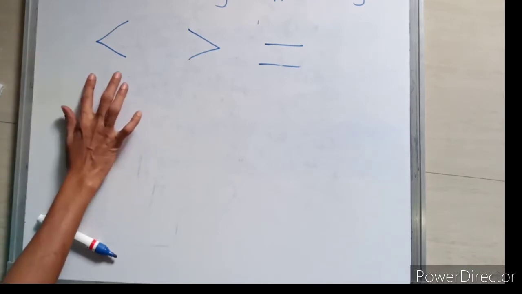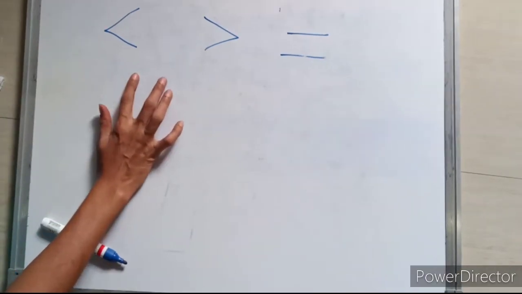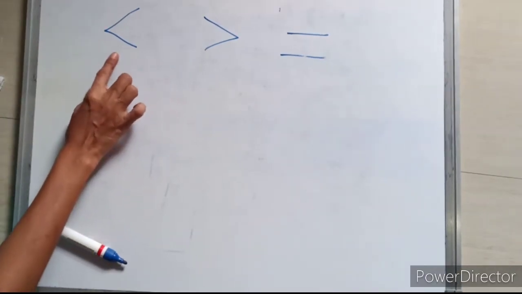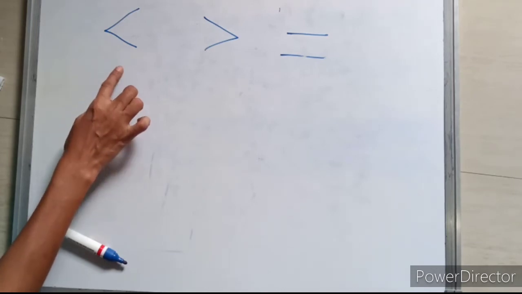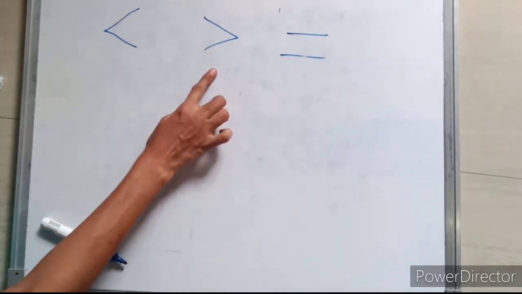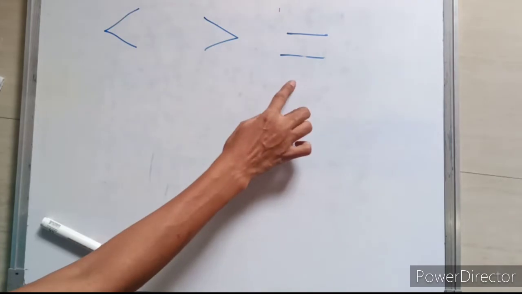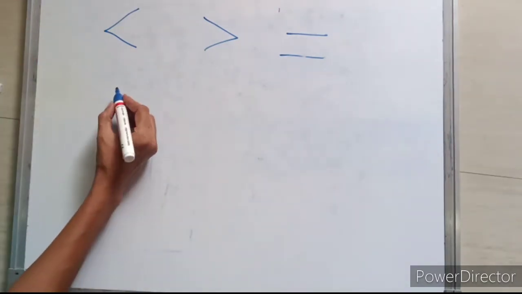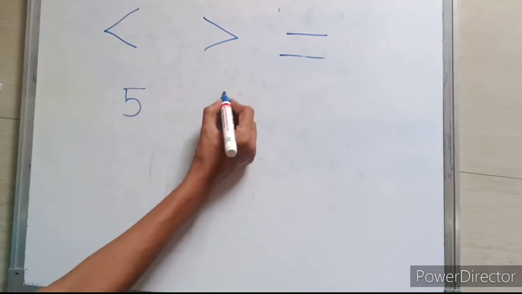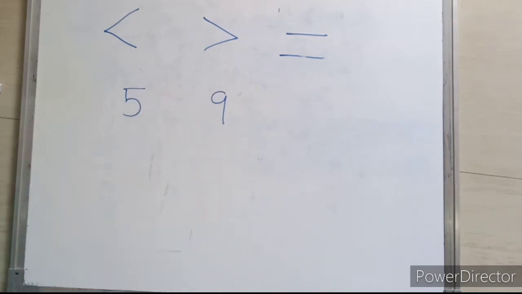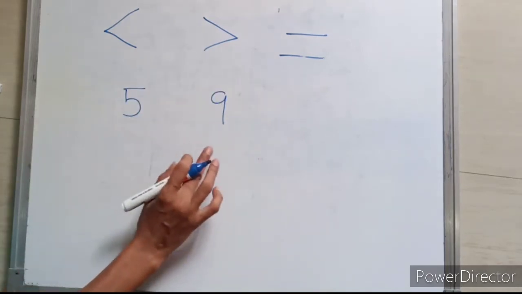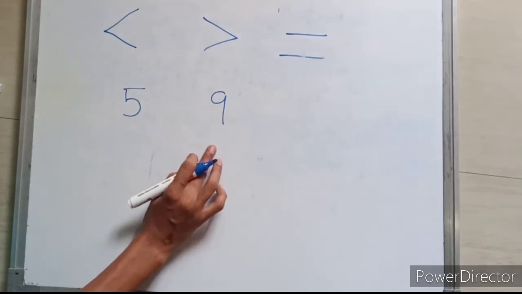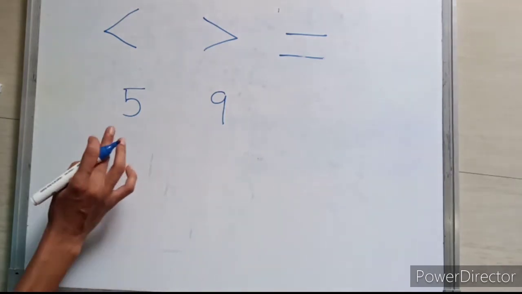Now again we will see how to read this number. If this sign is there, then we have to read this as less than. If this sign is there, then greater than, and for this, equal to. For example, I am writing here 5 and 9. Now children, which number is bigger, 5 or 9? Yes, 9 is bigger than 5.